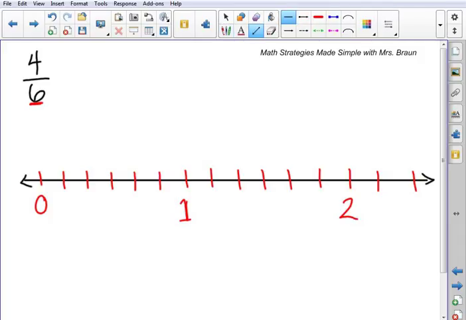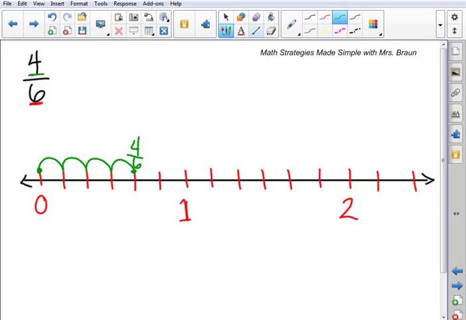Okay, now take a look at this numerator. We've got 4. So that means I'm going to start at the 0. I'm going to count up to 4/6. So here's 1/6, 2/6, 3/6, 4/6. There's my 4/6 right there. So this part of the number line here represents 4/6 of the whole one, which is right here.